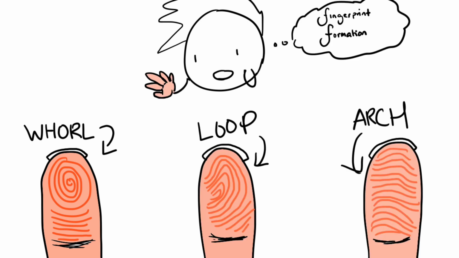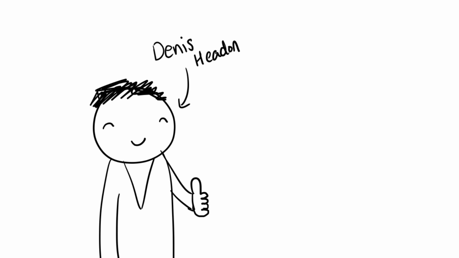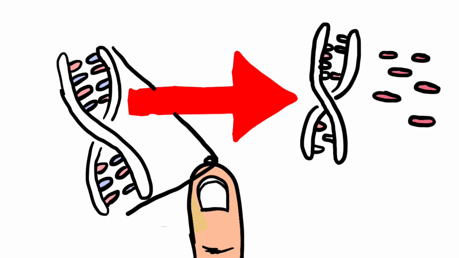When it comes to the formation of these fingerprints, scientists have found several genes that affect the formation of fingerprints, and here's how they did it. A scientist named Dennis Heaton and his colleagues sequenced the RNA inside the nuclei of a human embryonic fingertip before it started to develop. This caused them to identify genes that cause the formation of the fingertip.